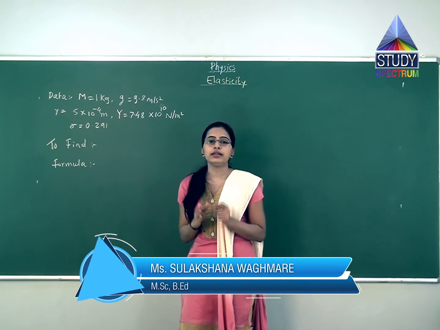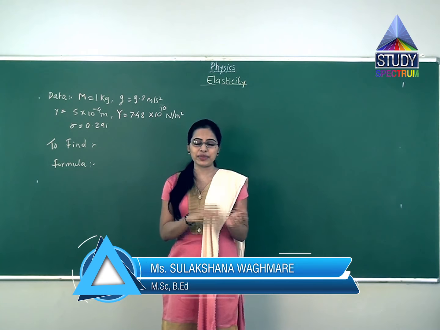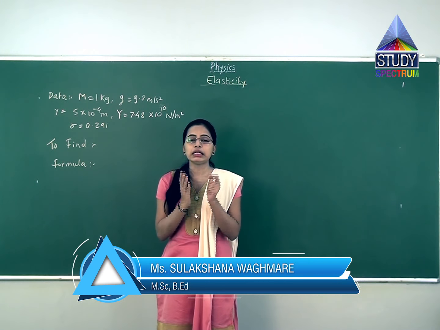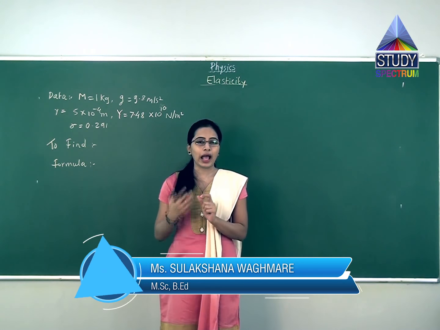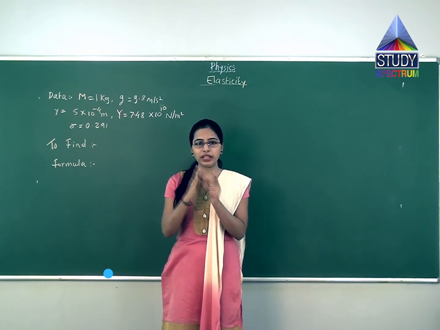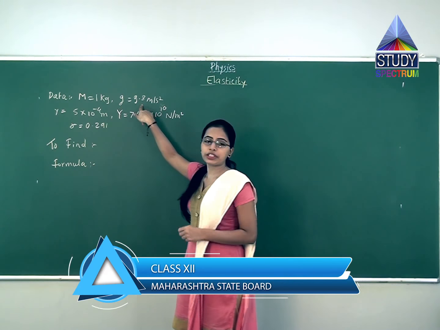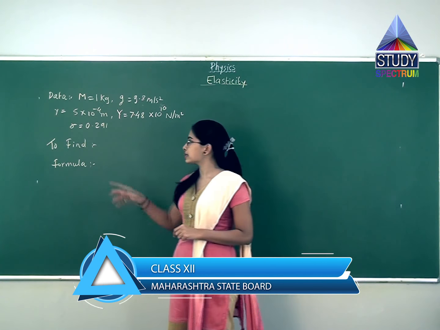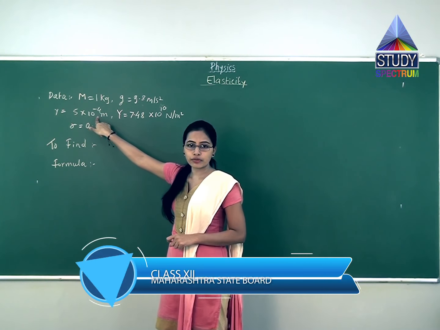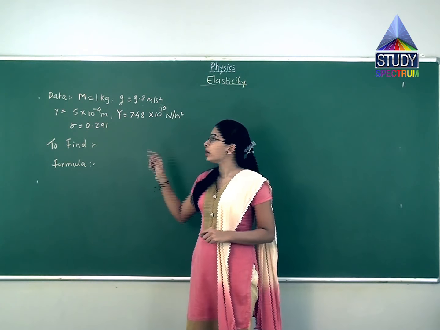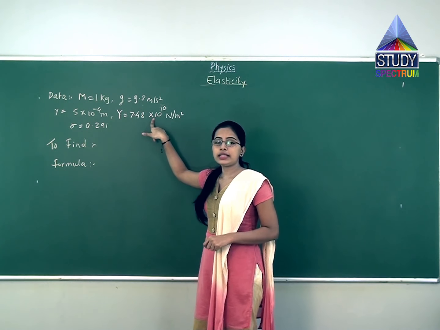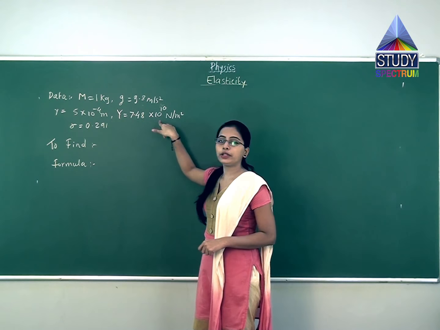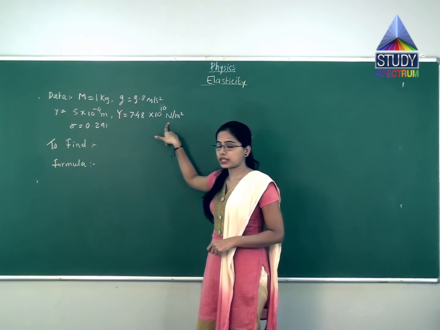Then we need gravitation, meaning acceleration due to gravity, to find out the applied force, that means M into G. So here I have written G is equal to 9.8 meter per second square. Radius of the wire is given, which is 5 into 10 raised to minus 4 meter. Then Young's modulus of the wire is given. It is 7.48 into 10 raised to 10 Newton per meter square.